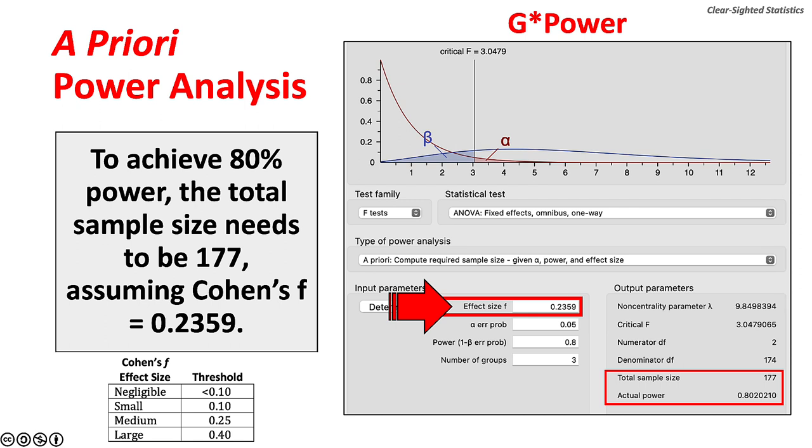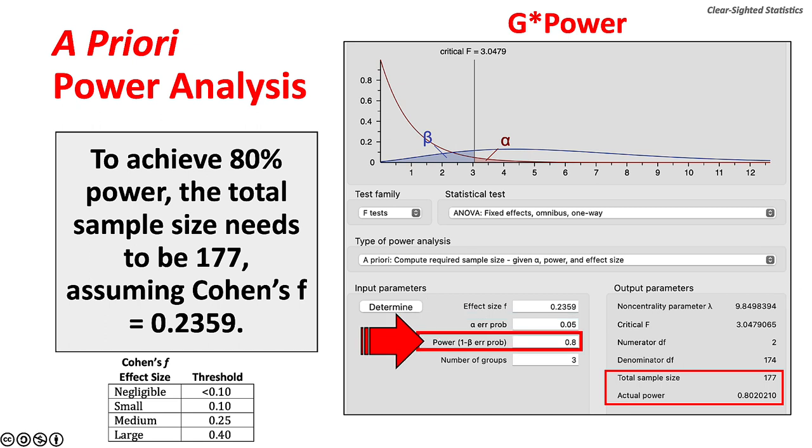G-power has four input parameters. The first is Cohen's F effect size. This effect size has been estimated at 0.2359, which is a medium effect. The second input is the alpha error probability, which is the significance level. The significance level has been set at 0.05 or 5%.